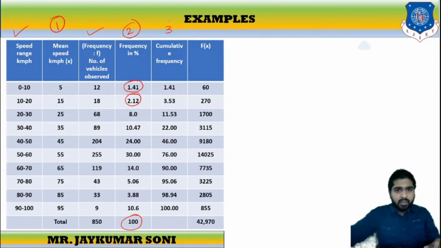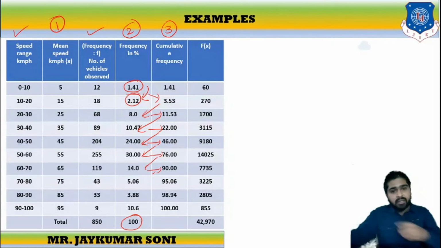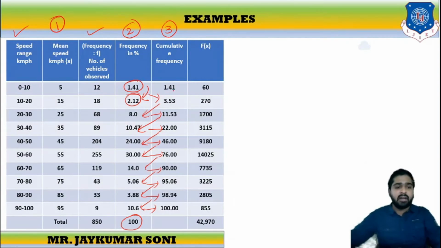Then I will calculate the cumulative frequency. I will put 1.41 here, then add this to this and put the value here, then the summation of this and this. Then 11 plus 10.47, 22 plus 24, 46. 46 plus 30, 76. 76 plus 40, 90. 90 plus 5.06, 95.06. Ultimately I will get the cumulative frequency like this.